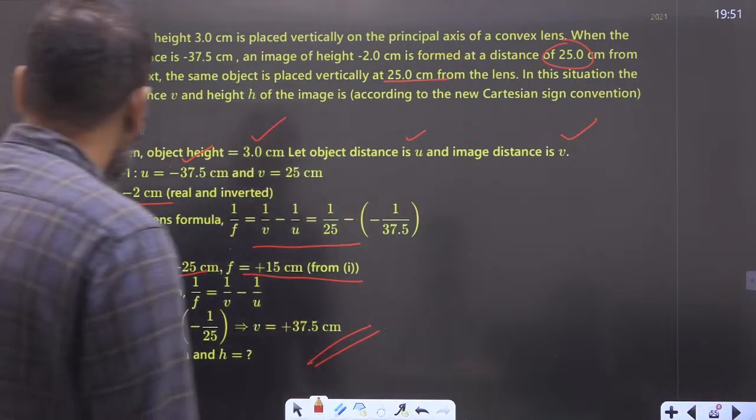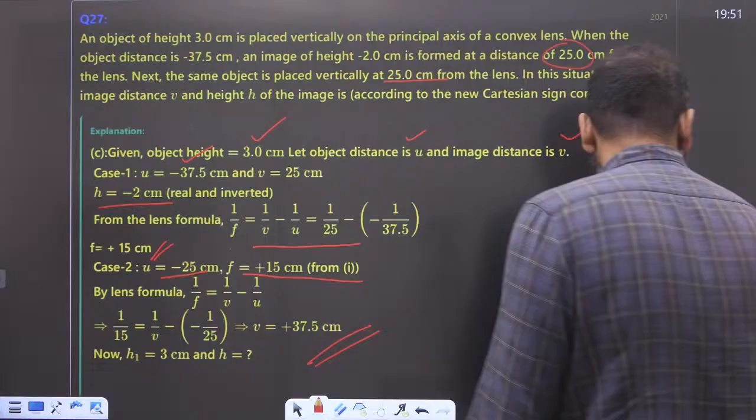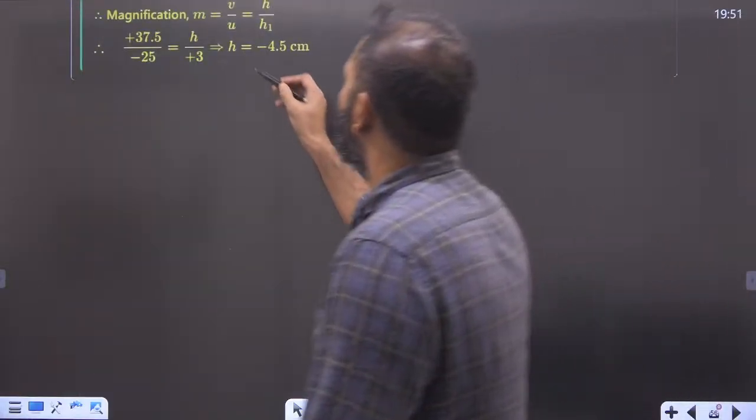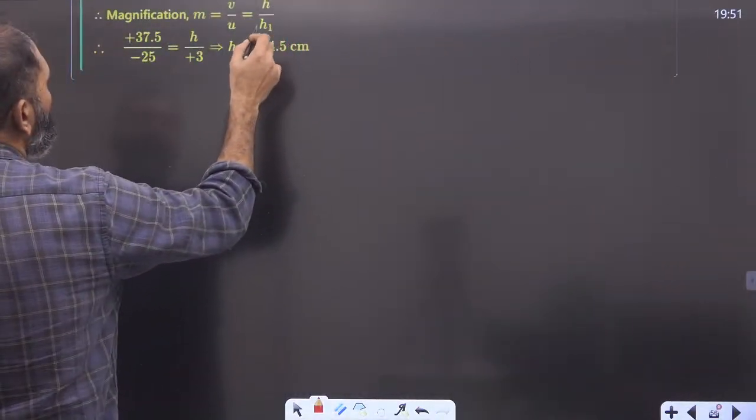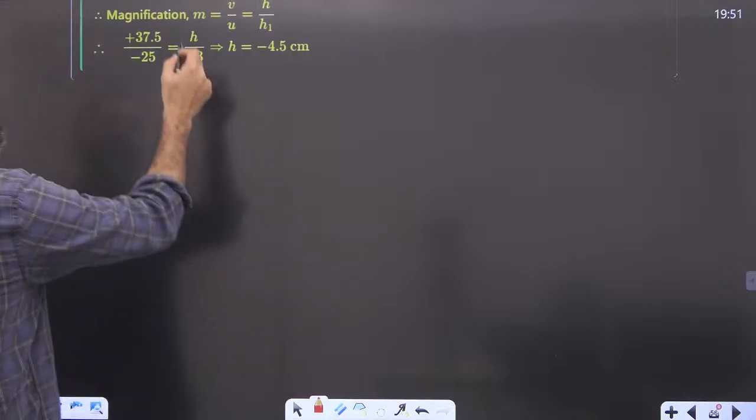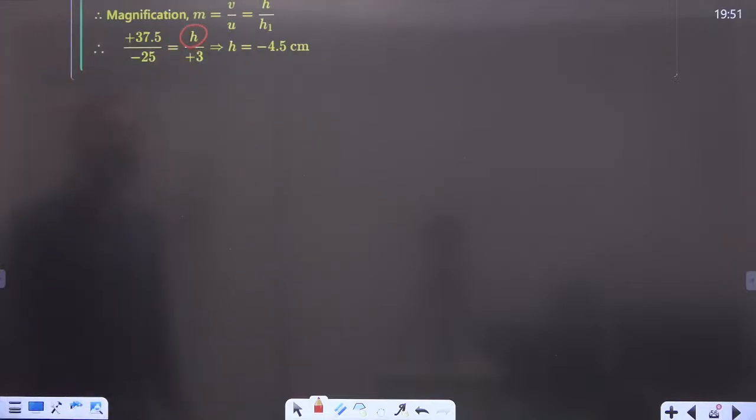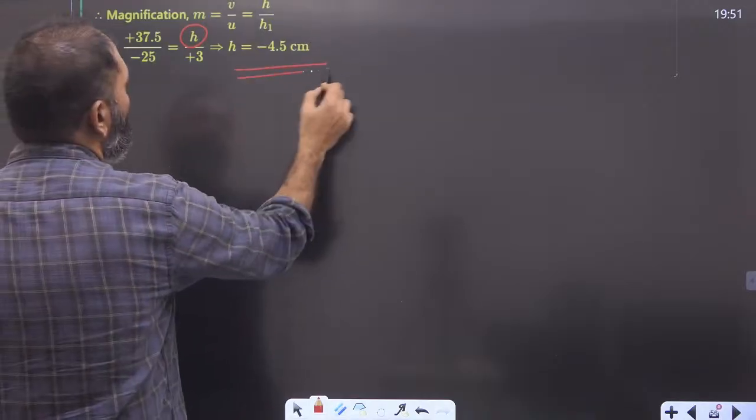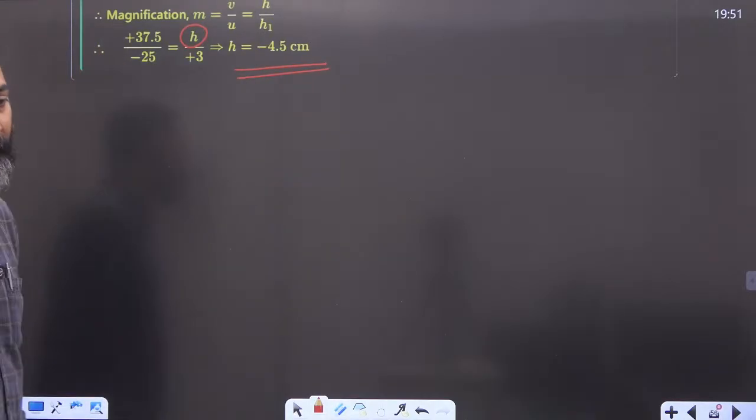Now object height is equal to 3 centimeter. What is the image height? So magnification m equal to v by u, that is h by h1. But we don't know the h. If you substitute and calculate, you will get height as minus 4.5 centimeter. Once you do that calculation, you will get the answer.